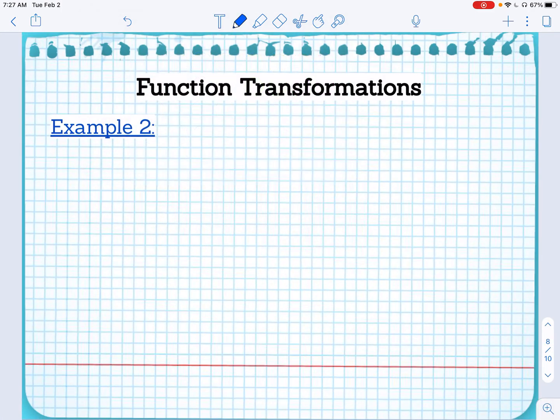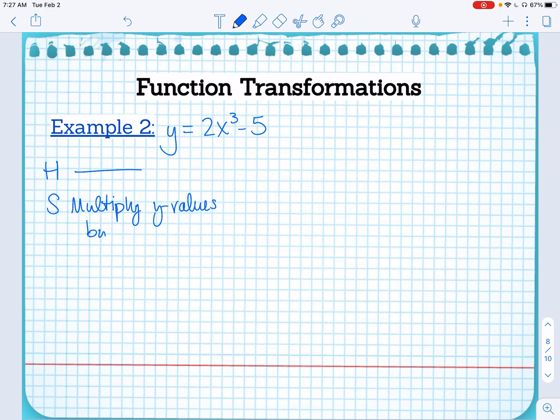Next, let's do a cubic. Let's do 2x cubed minus 5. So I have no horizontal shift. I'm multiplying the y values by 2. No reflection. And then down 5.